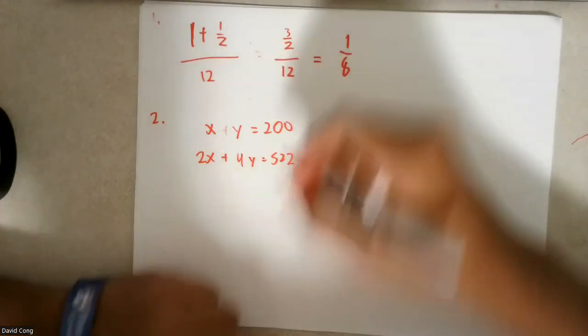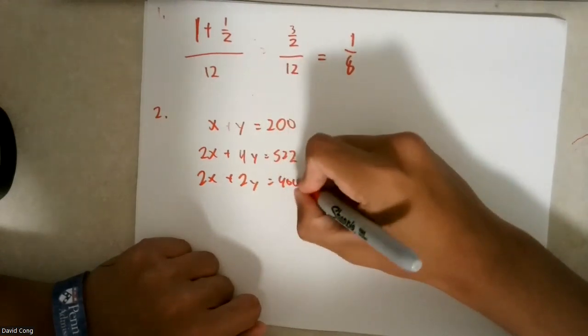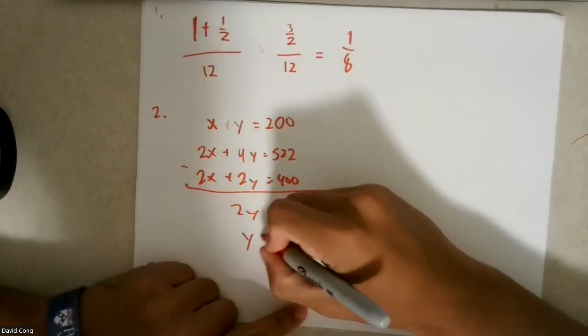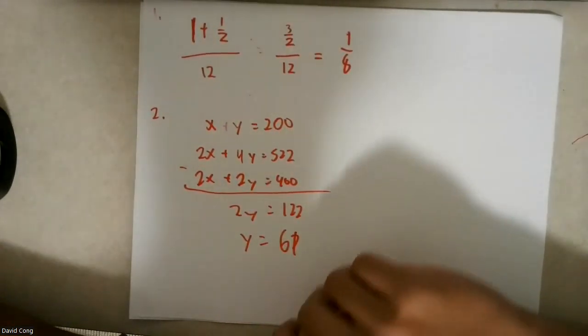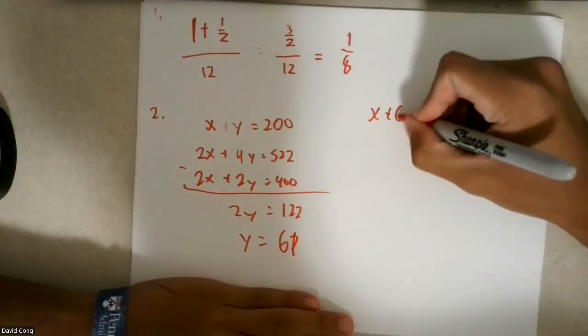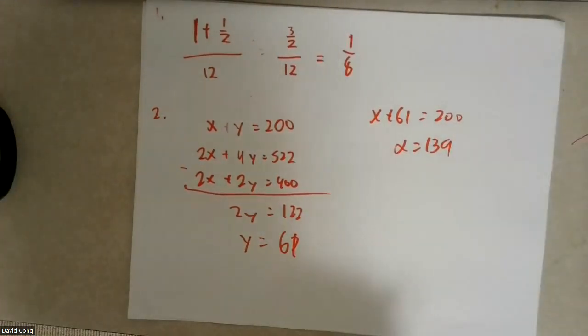Okay, so let's multiply this by 2. Normal system of equations. Subtract them. Okay, how many? 61. And now we want to find birds. We get x plus 61 equals 200. There.